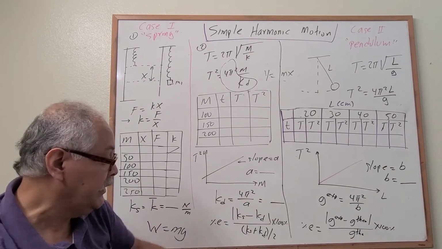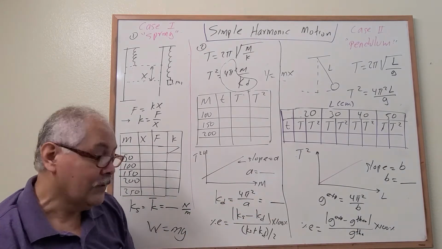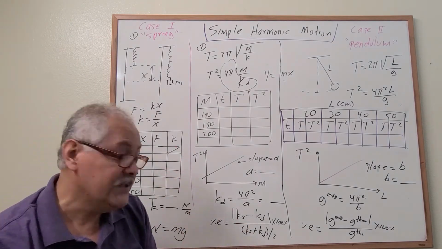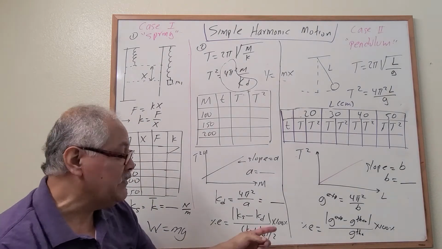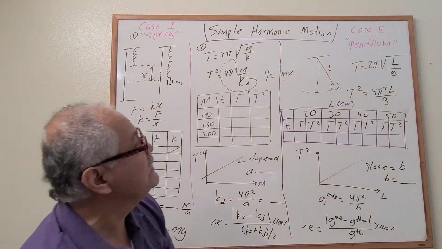Let's find the answer, and at the end, let's calculate the percent error. Correct? It's going to be Ks minus Kd, absolute value to avoid negative signs, divided by the average of these two values, times 100%. Correct? Now let's move to the next case, case 2.